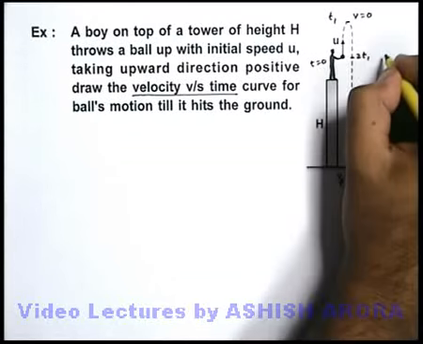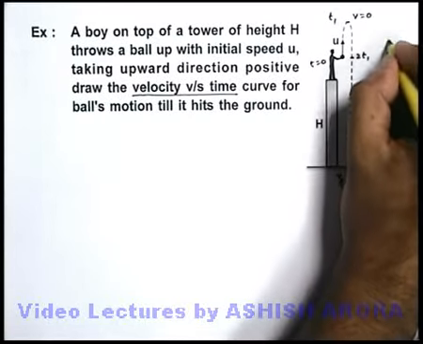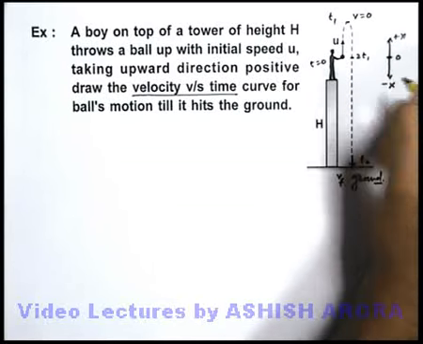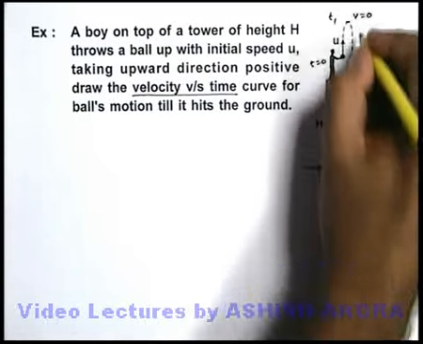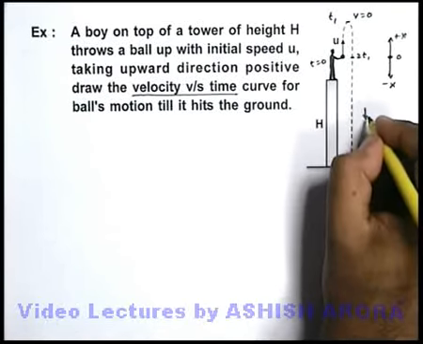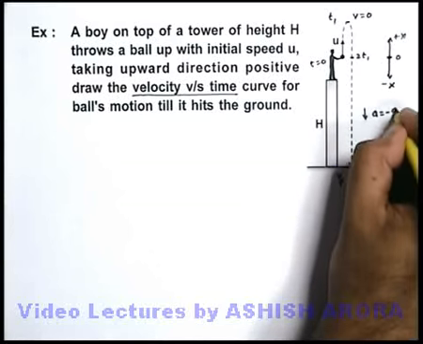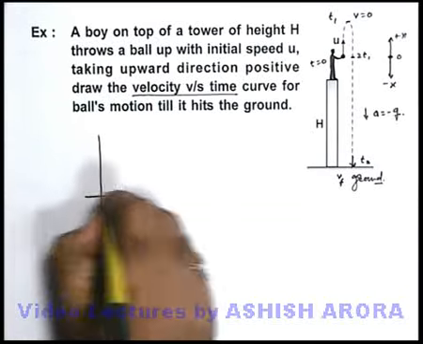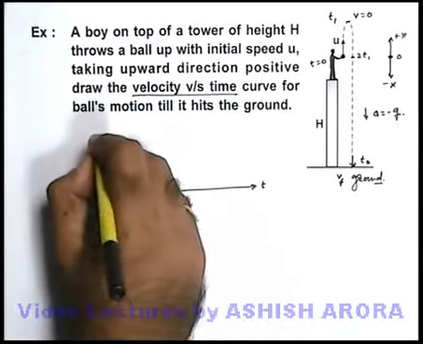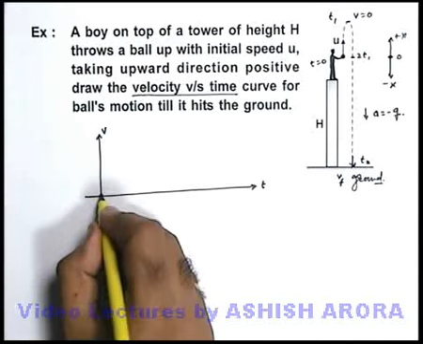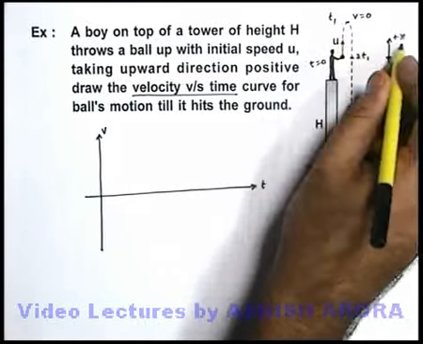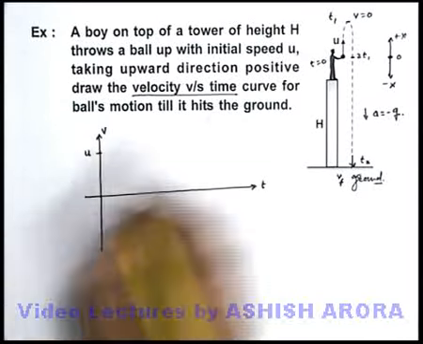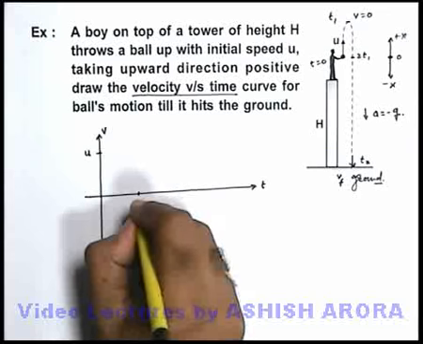In this situation, again from the starting point, if we take it as origin, the upward direction we consider as plus x-axis and downward we take as minus x-axis. Throughout the motion, acceleration is in the downward direction, which we take as minus g. Now if we draw the velocity time curve for the ball's motion, initially in the beginning the particle started with a positive velocity in the upward direction. So initially at t equal to 0 the velocity was u, and at time t1 the velocity will become 0.